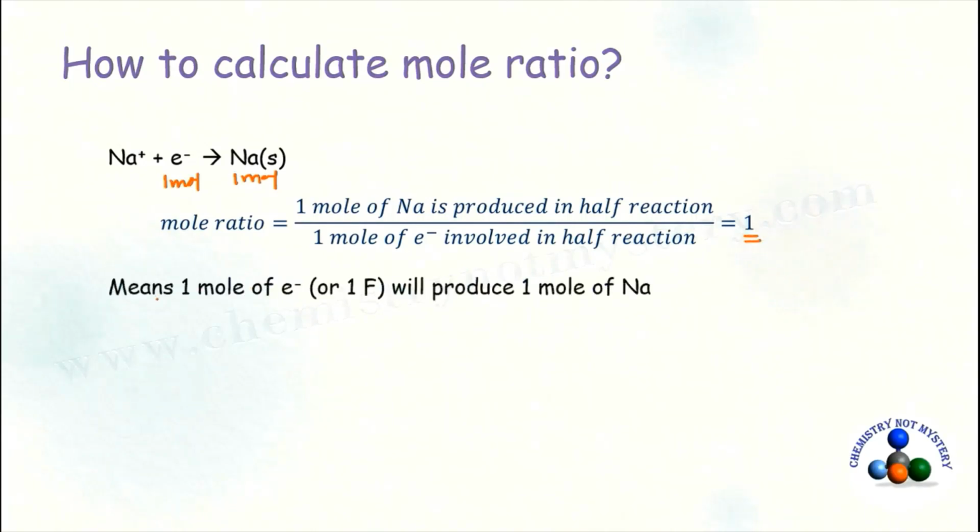That means 1 mole of electron will produce 1 mole of sodium. Now let's calculate the mole ratio for the given equation.